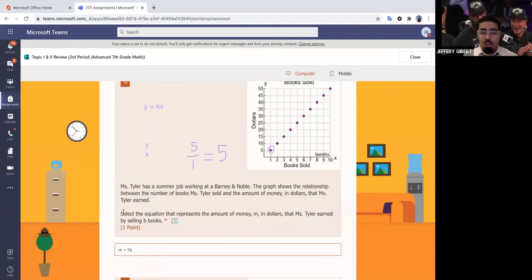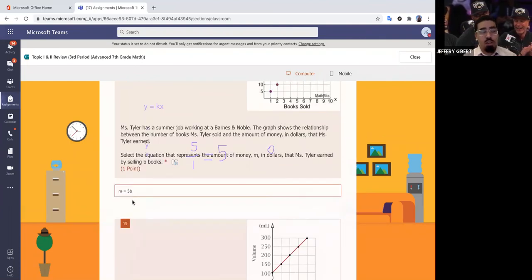But again, it's going to be multiple choice. So basically, they're going to have all the same letters. You just got to find the correct slope, which is 5.